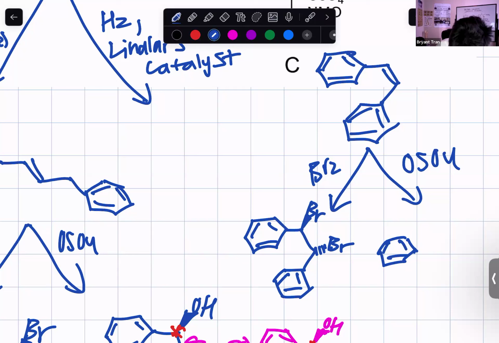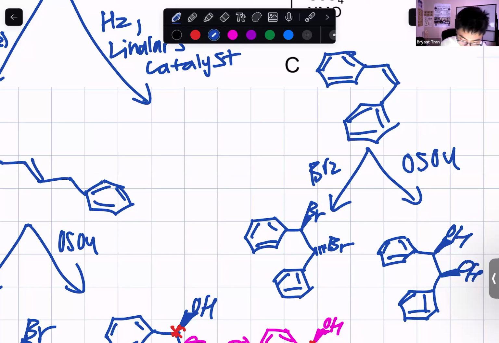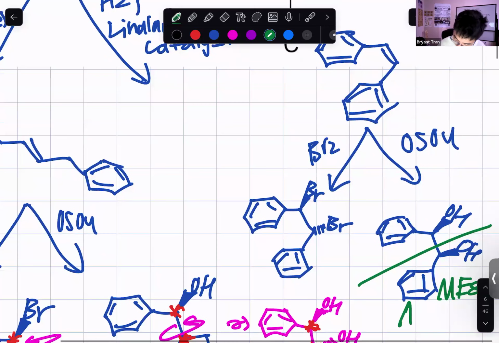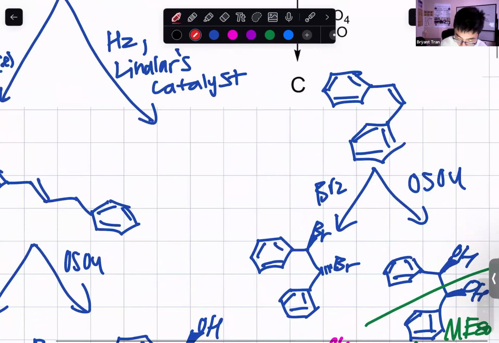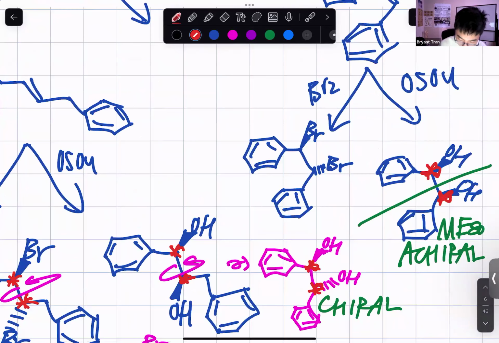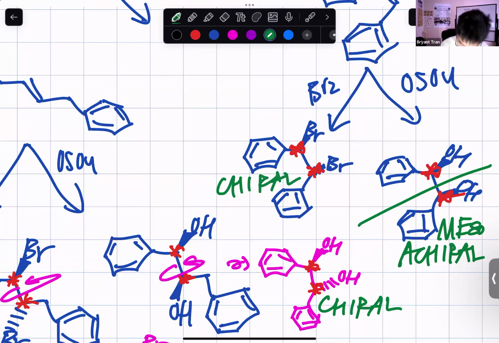But if we react this with OsO4, we are adding alcohols on both carbons of the alkene, where it both could have been a wedge or a dash. And we do see a plane of symmetry down there, making this meso and achiral. All meso molecules are achiral, even though they have two chiral centers. This one here has no plane of symmetry, so this one would be chiral.